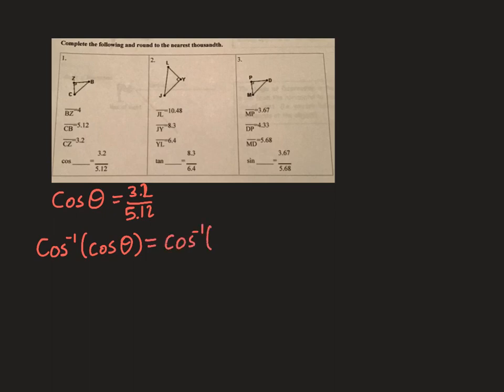So that leaves us with our theta being equal to the inverse cosine of 3.2 divided by 5.12. And when you plug that into your calculator, what you'll find is this results to 0.896.